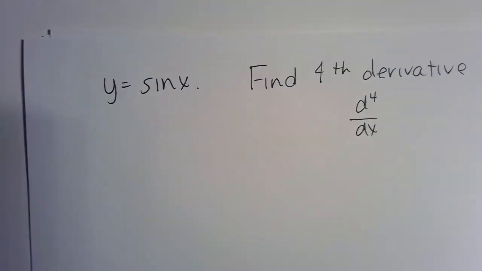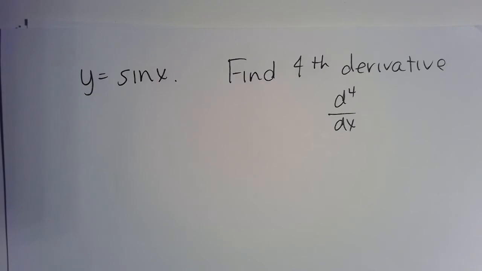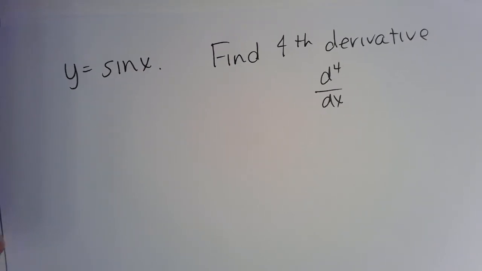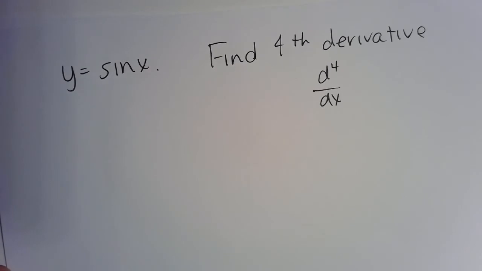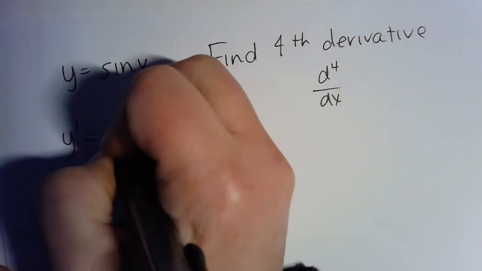All right, so we're going to play with a few derivatives here. We're going to find the 4th derivative of sine. Okay, so we're going to use some of our higher order derivatives here. So y is sine, so that means that the first derivative is cosine.